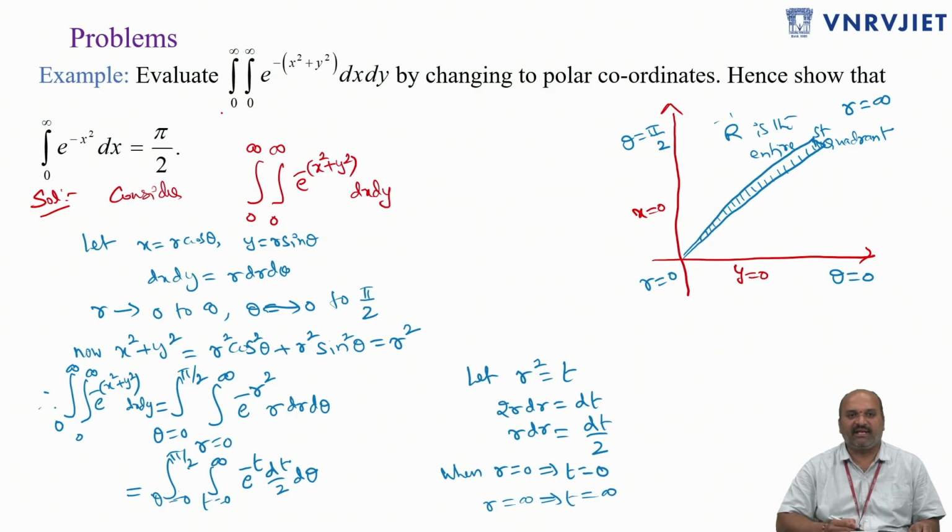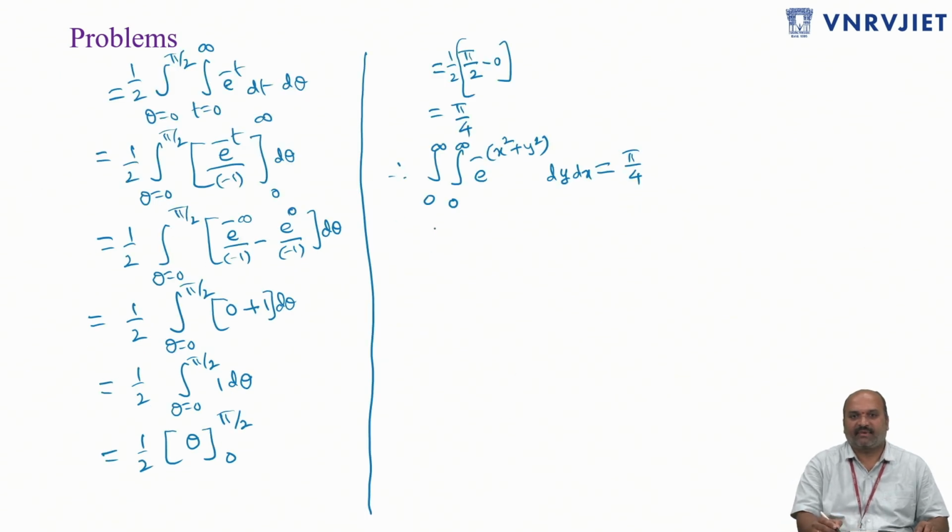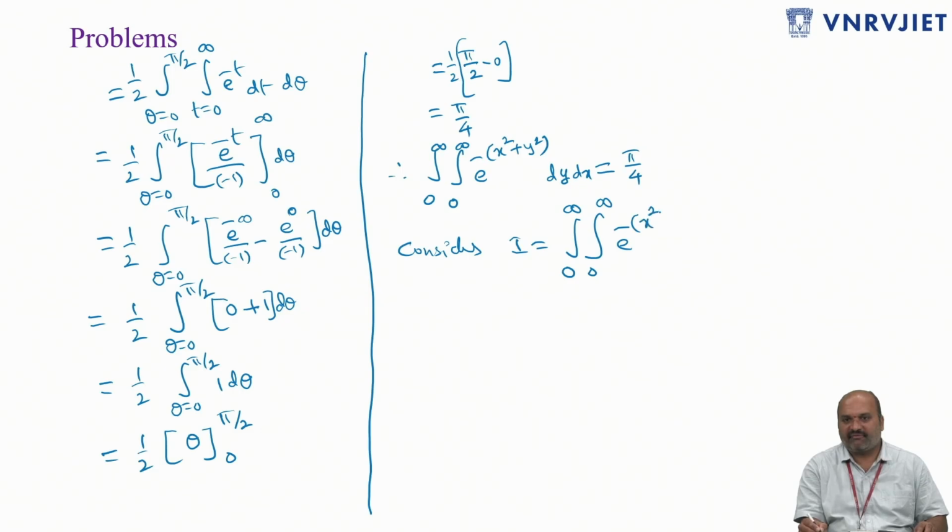Integral 0 to infinity e power minus x square dx equals root pi by 2. In order to prove this, let's consider I equals integral 0 to infinity e to the power of minus of x square plus y square into dx into dy.